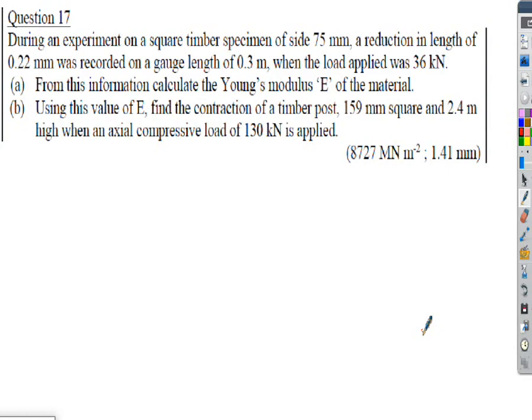Okay, I'll leave you with question 17 here. Read the question very carefully, there's lots of information here. Extract the values carefully, make sure the units are consistent, and go through the process of calculating first of all the elastic modulus, and then also we've got to calculate the contraction of the post. This has similarities to question 13 to begin with when you're working out the elastic modulus.